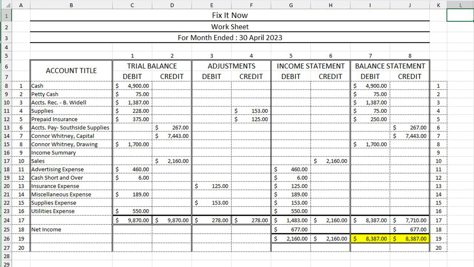The final part of the worksheet is to calculate the final totals and change the lines for the balance statement. These should be the same total as the debit and credit.